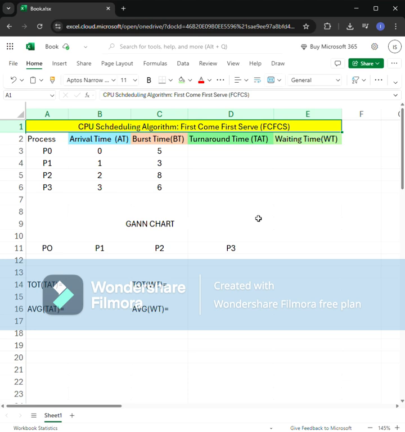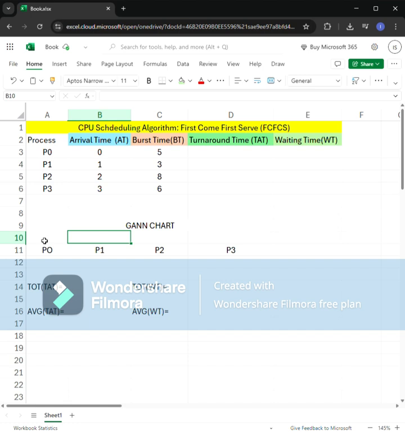The Gantt chart is a visual tool used in CPU scheduling to represent how processes are executed over time. It helps understand, analyze, and optimize scheduling decisions. The main reasons we use a Gantt chart: it visualizes the process execution timeline, shows when each process starts and finishes, and helps track execution order clearly. Also, you can determine the completion time, and it helps you get the turnaround and waiting time. In P0, the arrival time is 0.